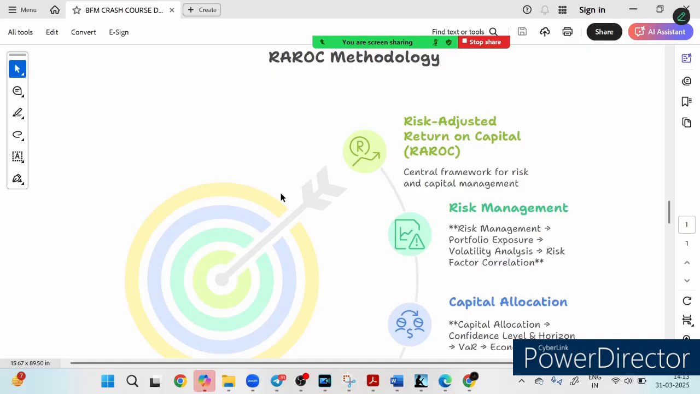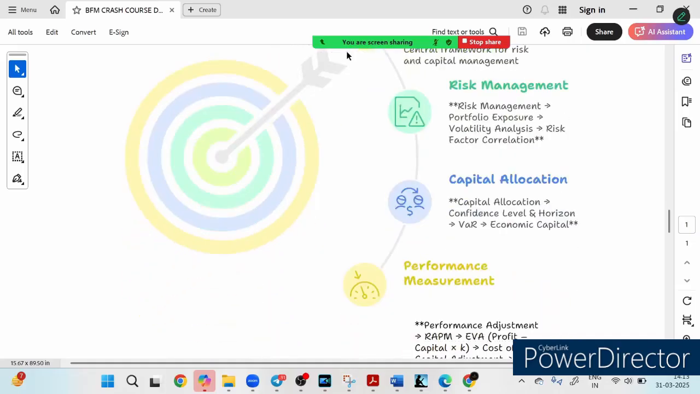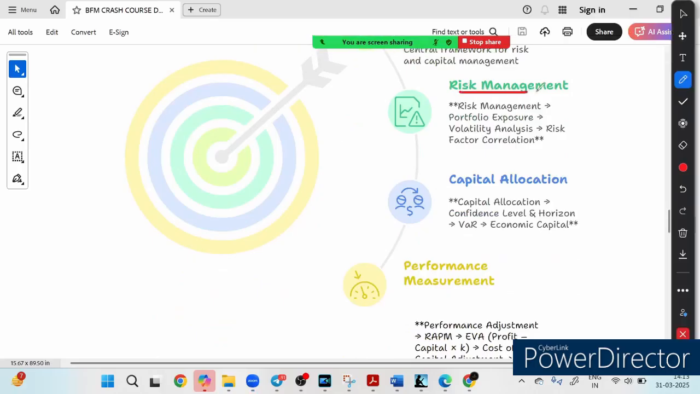Let's break it down into three key pillars. The first pillar of RAROC is risk management. Every investment carries risk, from market fluctuation to unexpected events. RAROC helps analyze the portfolio exposure, which means what kind of risk the portfolio is exposed to, and then it helps calculate the volatility analysis and risk factor correlation, to ensure that risks are properly managed before making decisions.